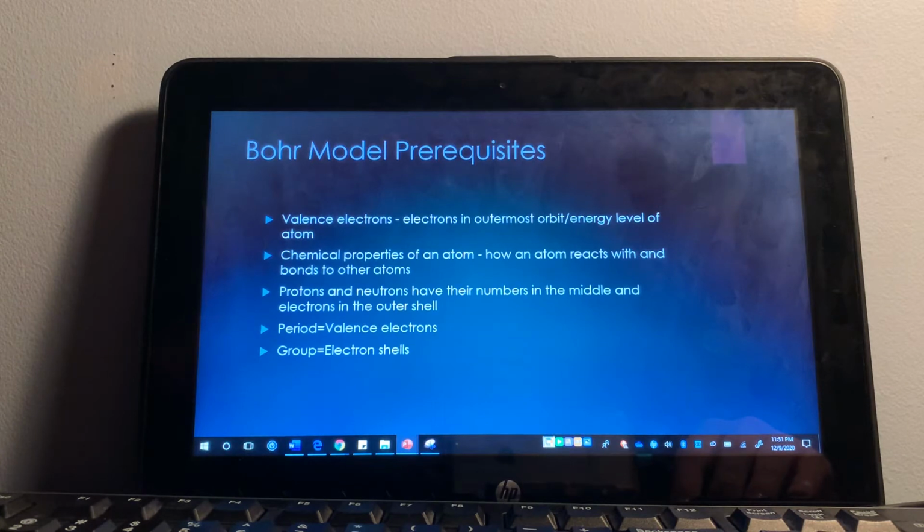Now, when drawing a Bohr model, you just draw the numbers of protons and neutrons in the middle and electrons in the outer shell. Some people like to draw the neutrons and protons with little circles with a P and N or a plus or something, and draw the electrons with a dash, but we're just going to draw P colon the number, N colon the number, and draw just filled in circles for the electrons.